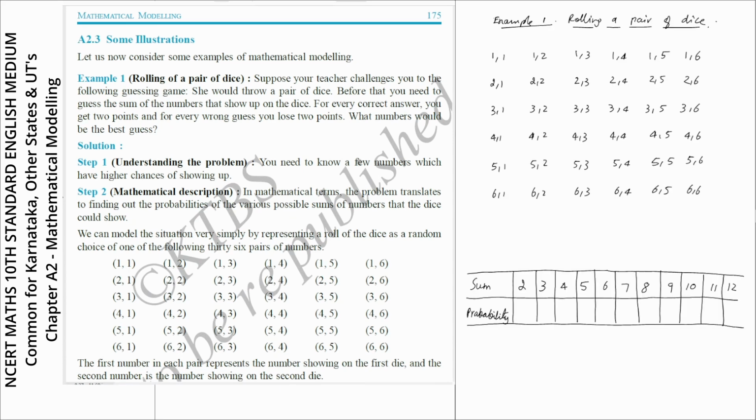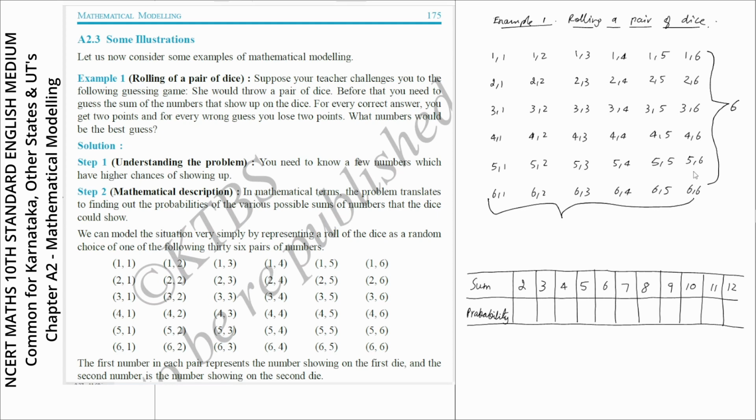Now let us see how to solve this problem. Here I have written the same outcomes. Here on the right side, you can see there are totally 36 outcomes. There are 6 rows, and there are 6 columns.